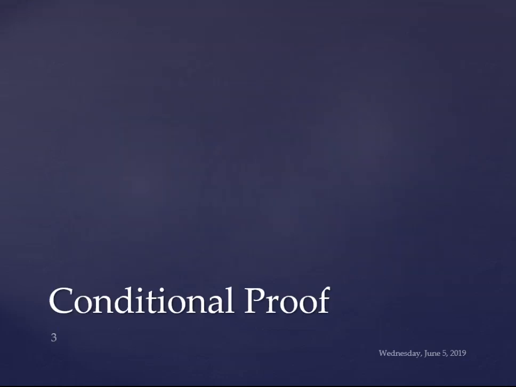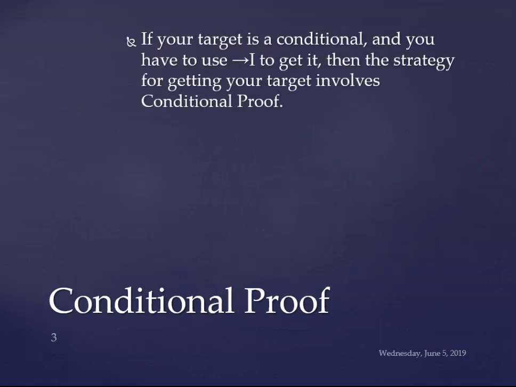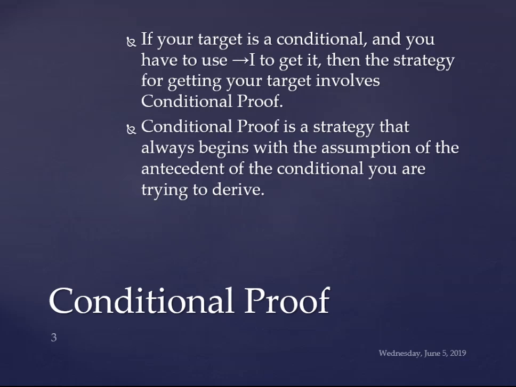Let's talk about the first strategy, called conditional proof. What is the strategy of conditional proof? Well, you'll deploy this strategy if your target is a conditional. Suppose you have to derive a conditional and you have to create one. You have to use arrow introduction to get it. Then your strategy for getting your target involves conditional proof. And what that means is that you always begin with the assumption of the antecedent of the conditional.